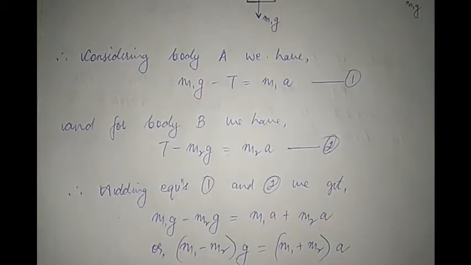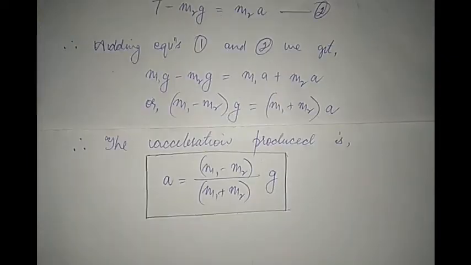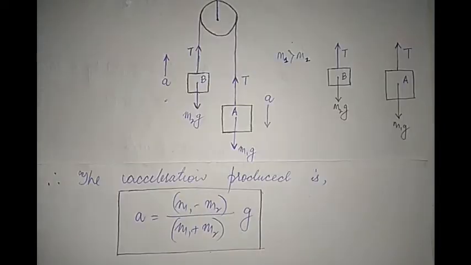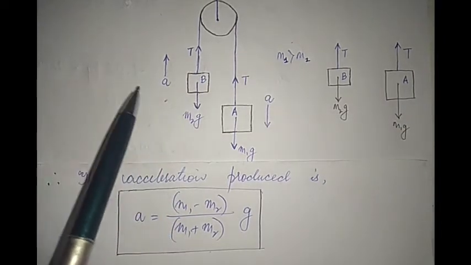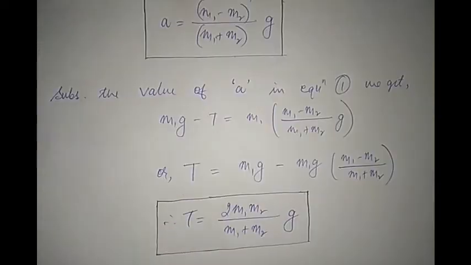Then after some simple mathematics, we add equations 1 and 2, because of which we get m1g minus m2g is equal to m1a plus m2a. You all can check the mathematics. Thereby we get the acceleration produced, a, which is equal to (m1 minus m2) divided by (m1 plus m2) into g. So this is the value of the acceleration with which body A moves in the downward direction and body B gets pulled in the upward direction.